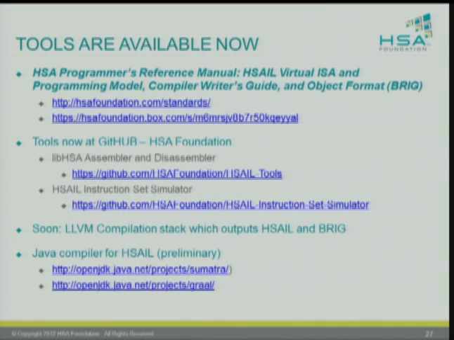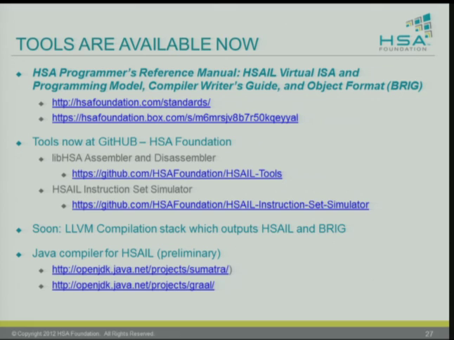Okay, last slide here. So a bunch of the tools that I talked about in the specifications are actually available now. So the first one is the HSA Programmer's Reference Manual, which I call the HSAIL specification. So links here, you can download the 0.95 version of that specification and look at it. Some of the tools are available. So for HSAIL, there's an assembler and a disassembler. There's also an instruction set simulator for HSAIL that's available online. We also have a code generator for LLVM that is coming soon. So that will output both HSAIL and Brig from LLVM.